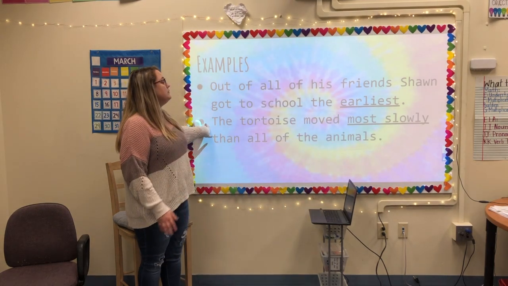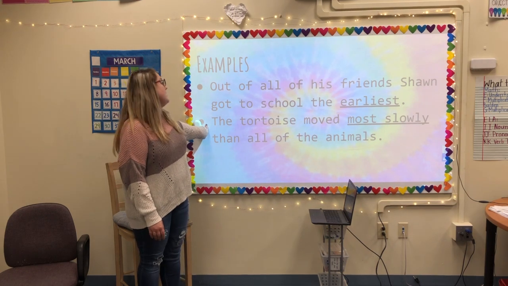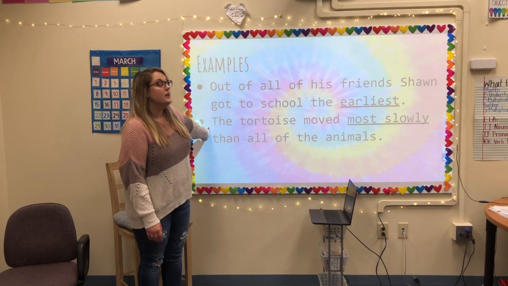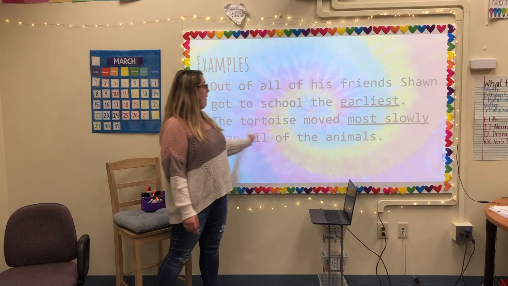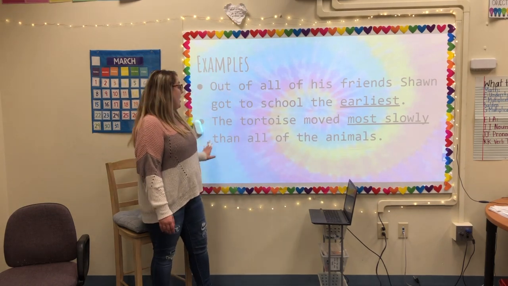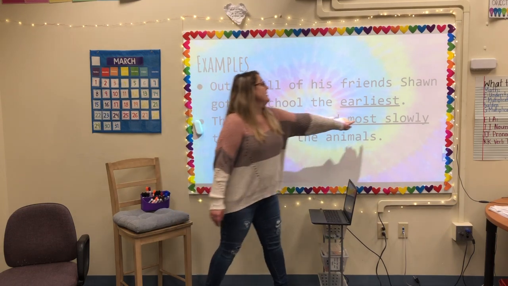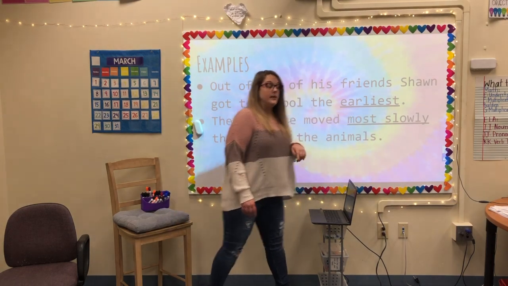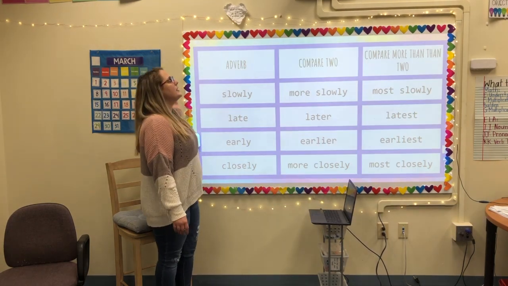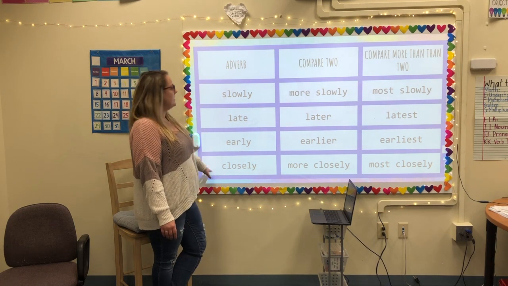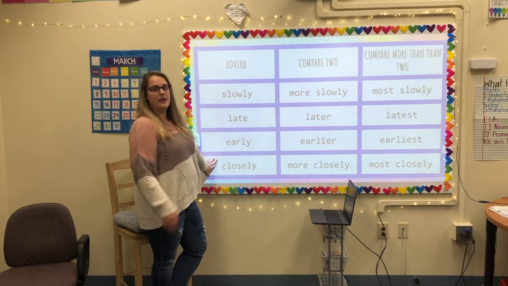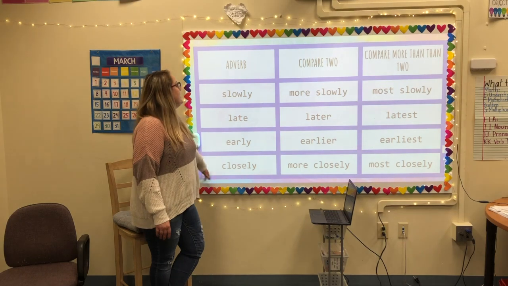The tortoise moved most slowly of all the animals. So again, we're looking at all of the animals and how they move. So that's more than 2 actions. Most slowly. So here's a little cheat sheet just to look at some more adverbs and give our brains a little more information.